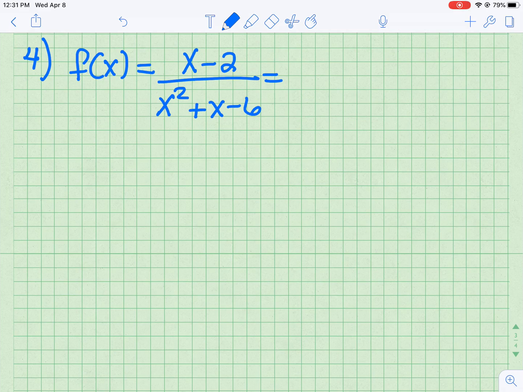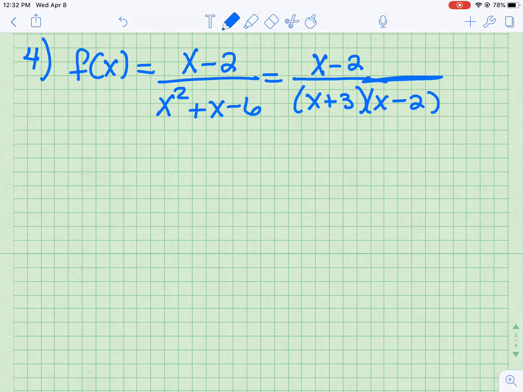Now the numerator, there's nothing I can do with it, so I'm going to leave it alone. But the denominator can be factored into x plus 3 and x minus 2. And because these two chunks are the same, and remember, we always have to cancel out chunks when we have plus or minus, and they have to be exactly the same. x minus 2 and x minus 2 cancel out. So our simplified version is 1 over x plus 3.